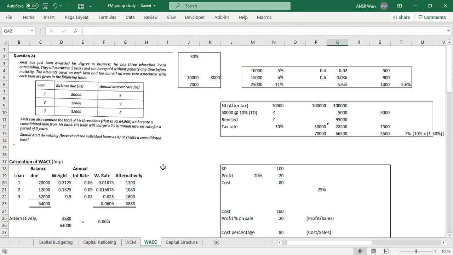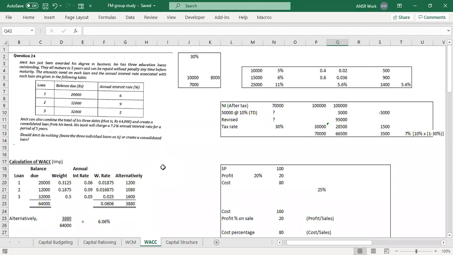Okay. So there are 2 methods. Either you can calculate interest for each. Suppose, for example, in the first one, balance due is 20,000. Annual interest rate is 6%. What is the interest amount that you have to pay? We have to calculate 6% of 20,000. Yes. So you calculate that for each and you add all the interest.